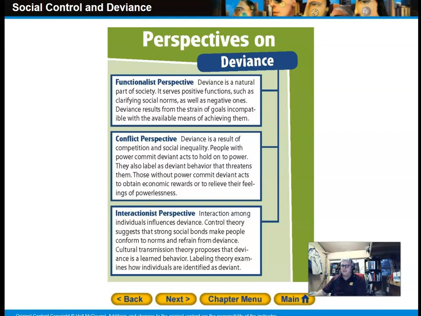The interactionist perspective looks at the individual's influences on deviance. Control theory suggests that strong social bonds make people conform to norms and refrain from deviance. Cultural transmission theory proposes that deviance is learned behavior. Labeling theory examines how individuals are identified as deviant.